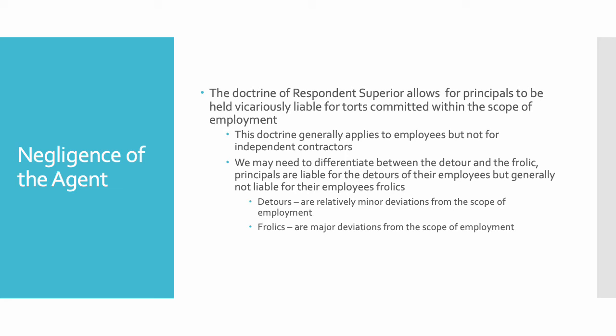But let's talk about frolics and detours. When we talk about frolics and detours, what we're really talking about is how far away from the objective can the employee get before the employer is not held liable. When we think of frolics and detours, you want to think of opposite ends of a continuum. The general rule is that employers are responsible for detours. Detours are relatively minor deviations from the scope of employment.